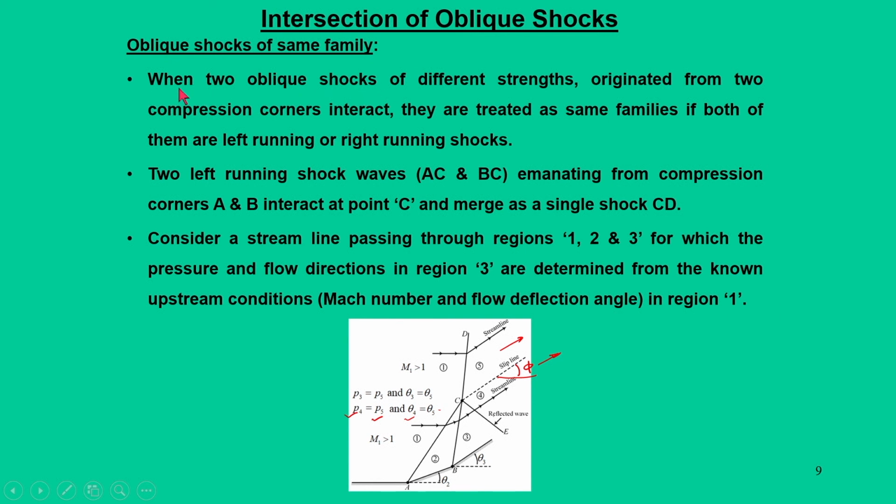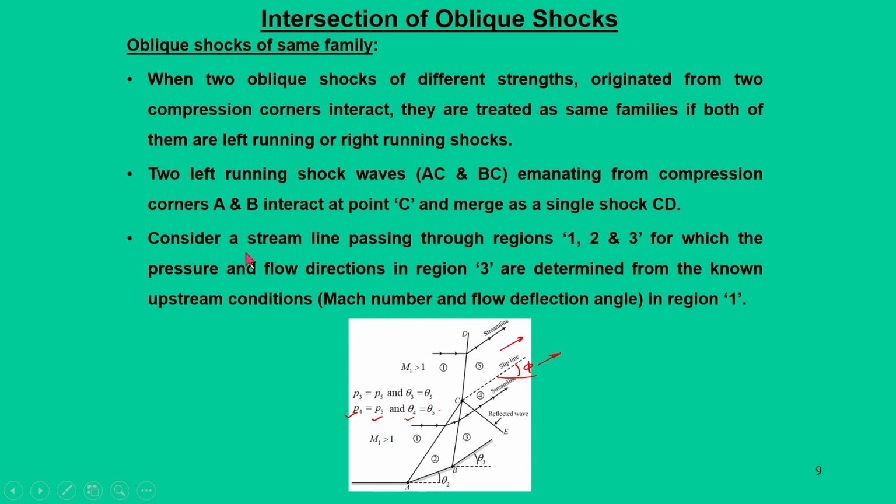That is, when two oblique shocks of different strength originating from two compression corners interact, they are treated as the same family if both are left running or both are right running shocks. Now, in this case we have two left running shock waves AC and BC emanating from compression corners A and B. They interact at a point C and finally they merge as a single shock CD.